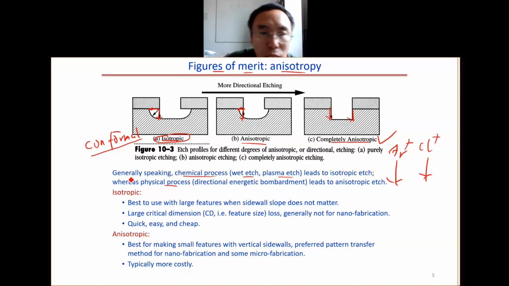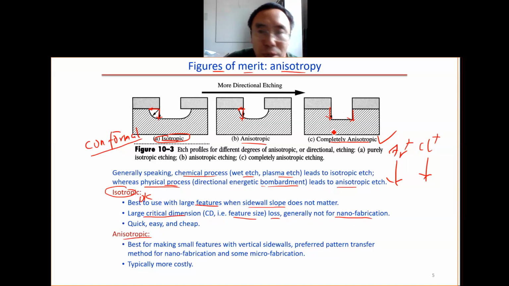But this physical etching, this physical bombardment process gives you anisotropic etching. The isotropic etching is okay, not bad, with large features where the sidewall slope does not matter, or with large critical dimensions, for example, large feature size. There will be large feature size loss, but this is not good for nanofabrication. But it's quick, easy, and cheap.